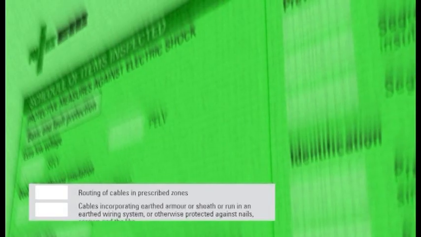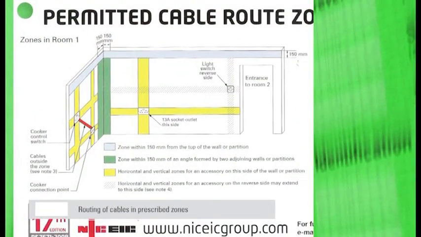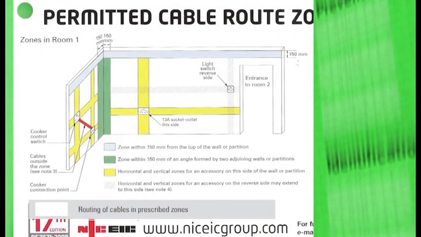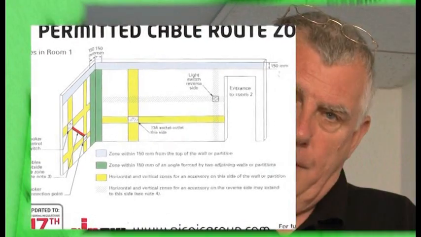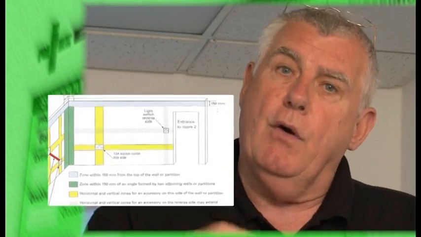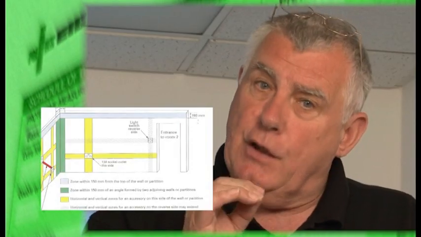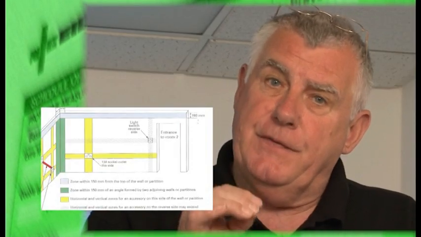The box routing of cables in prescribed zones is referring to cables run in the zones as seen in this diagram. From the diagram, you'll notice that the prescribed zones are horizontal or vertical from any point or accessory, 150 mm from any corner of any wall, and 150 mm down from any ceiling.